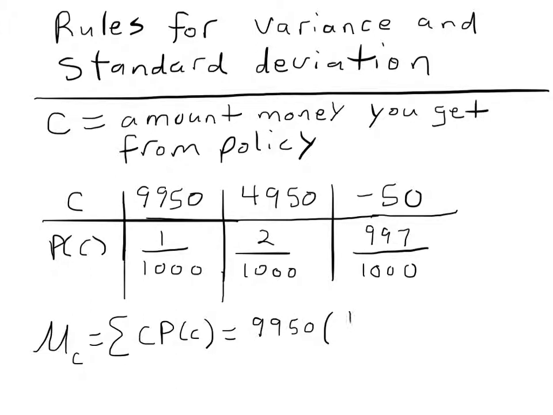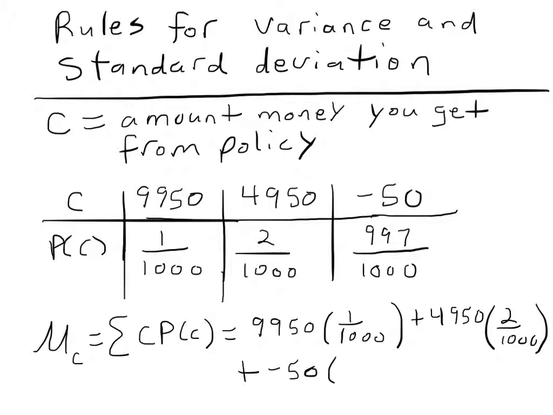9,950 times 1 out of 1,000 plus 4,950 times 2 out of 1,000 plus negative 50 times 997 out of 1,000.